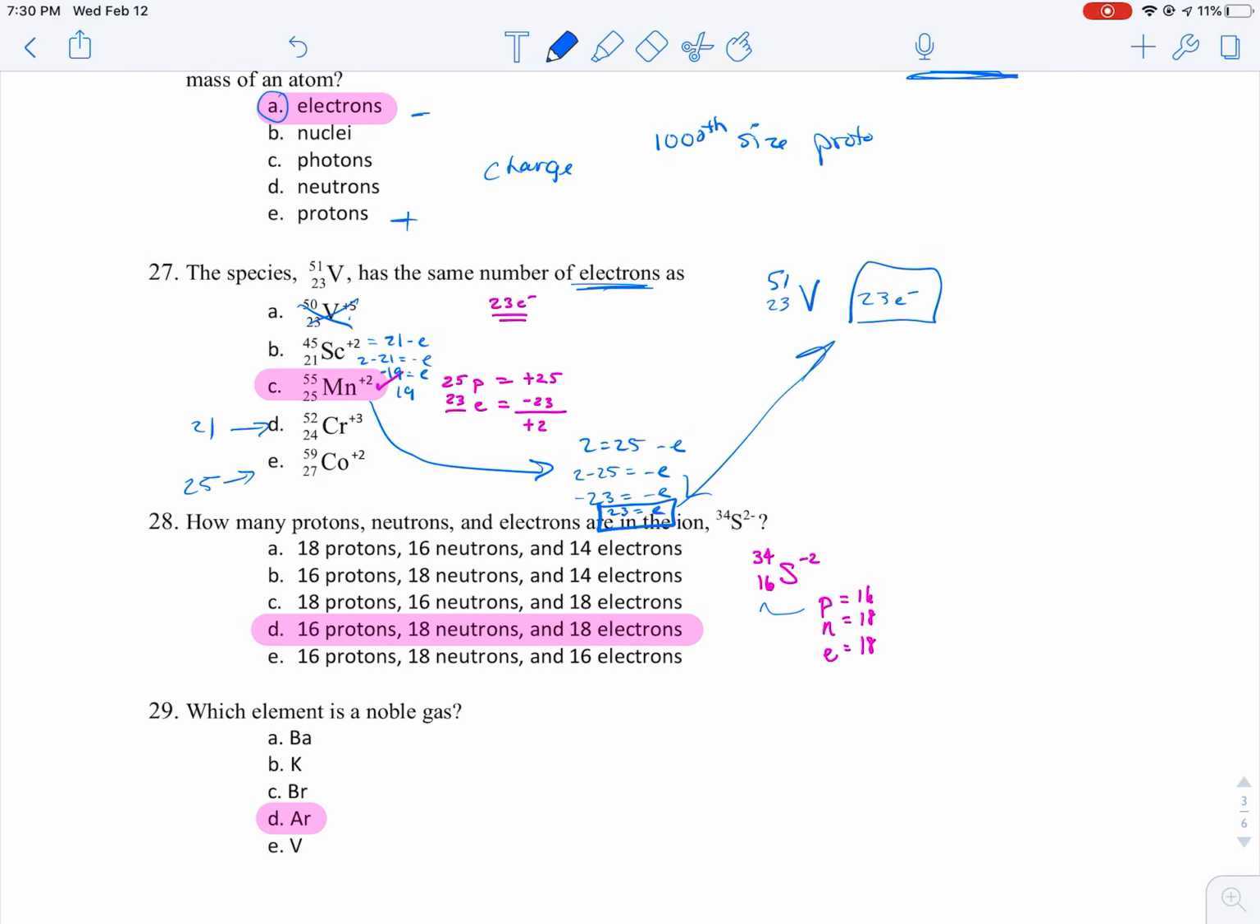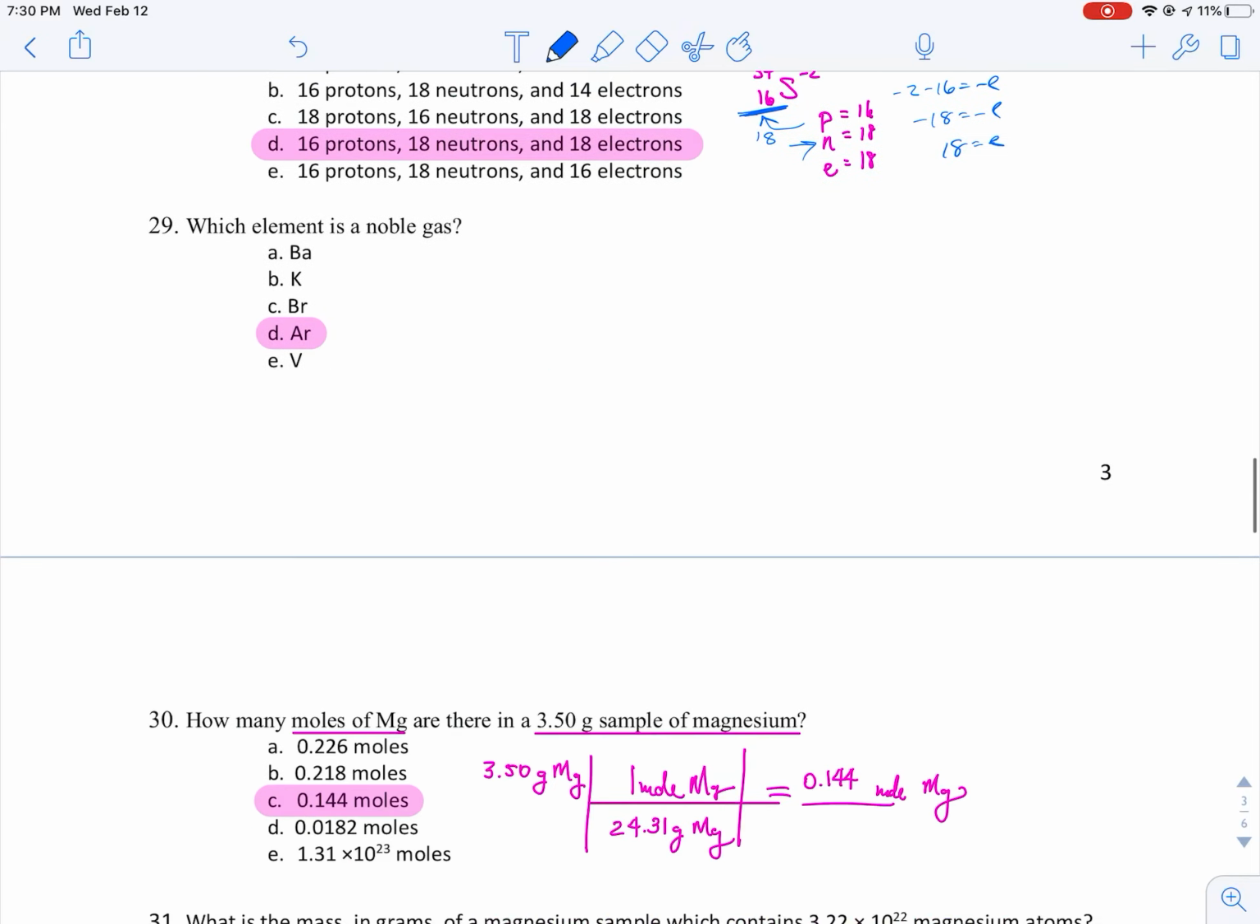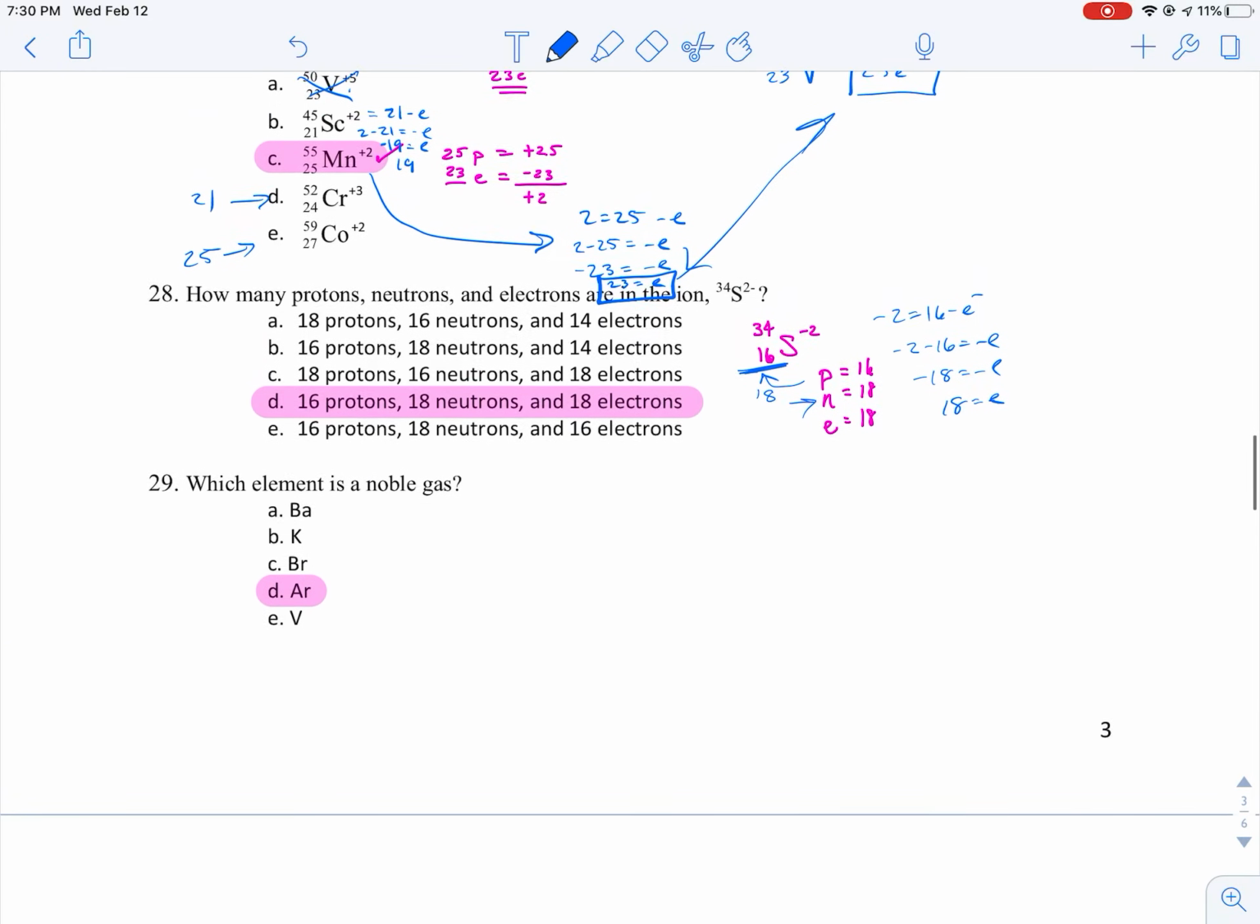And then right here, this one's really spelled out well. This is from the periodic chart. When you subtract the 2, that gives you your number of neutrons. And then negative 2 equals 16 minus your number of electrons. So negative 2 minus 16 equals your negative number of electrons. So he's got 18 electrons. You can just make sure you're picking the answer choice that matches with what you know.